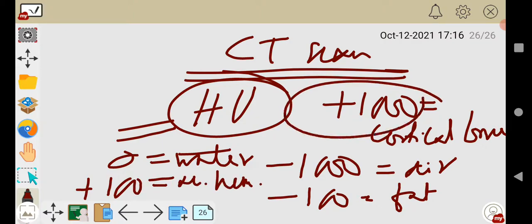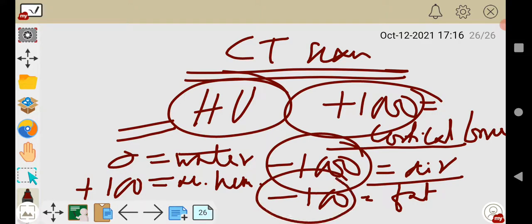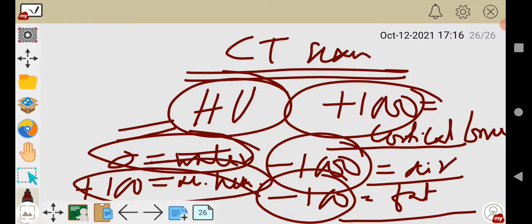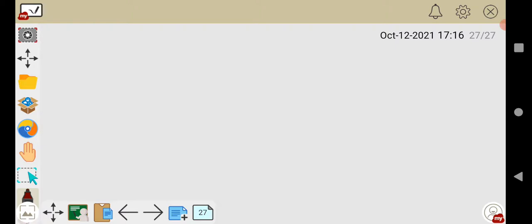Just remember: plus 1000 for cortical bone, minus 1000 for air, minus 100 for fat, 0 for water, plus 100 for acute hematoma. Okay? Just remember these values.